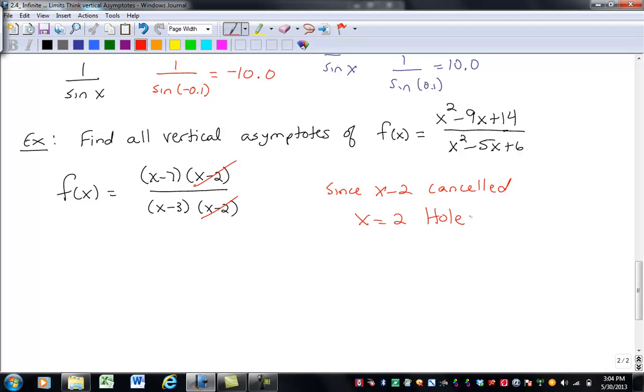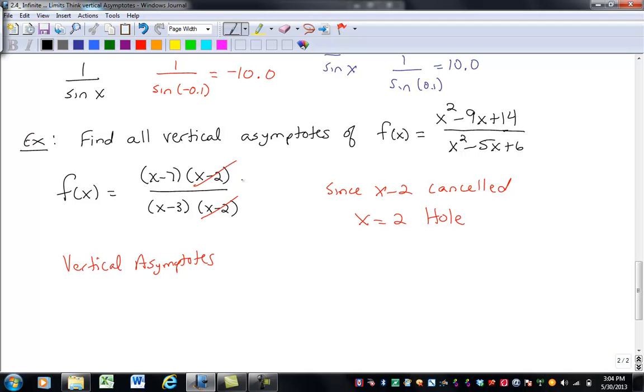Now what happens at a hole is you can evaluate it to find the limit there. It's not a vertical asymptote. You'll get a limit that's a number. So we don't care about that. What we care about are the vertical asymptotes. And the vertical asymptotes are the factors in the bottom that didn't cancel.